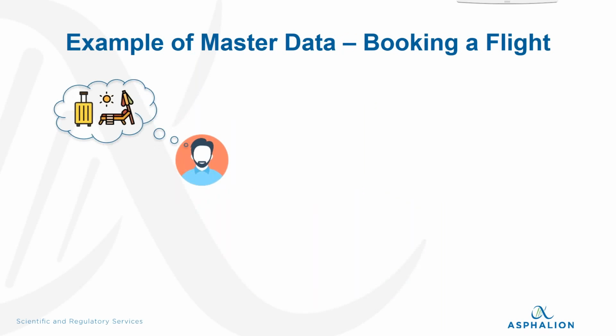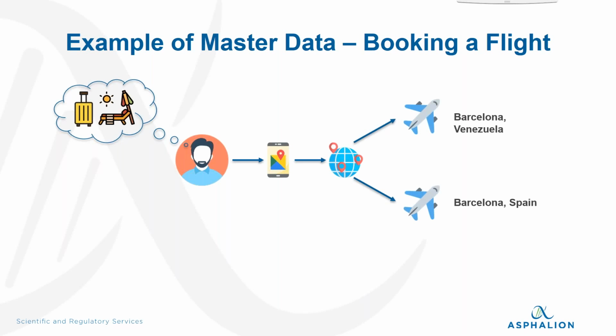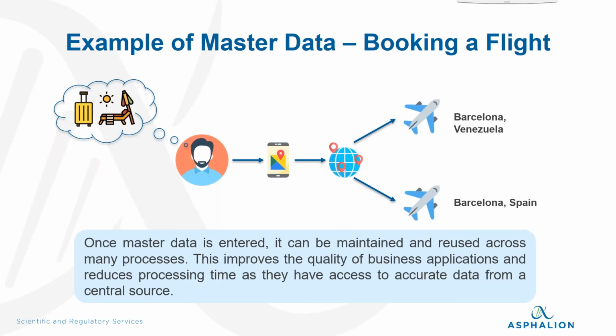An example of master data: imagine you want to book a flight after the holidays. You go to your mobile phone and start searching places, but you had better be careful that you don't end up in Barcelona, Venezuela, instead of Barcelona, Spain, where I'm located. That's really the use of master data. Once you have it, it can be maintained and reused across many processes, and it improves the quality of business applications, reduces time and leads to accurate data.